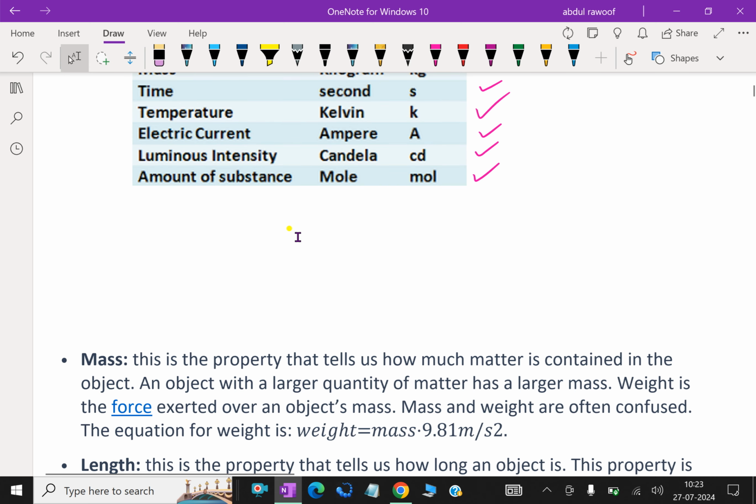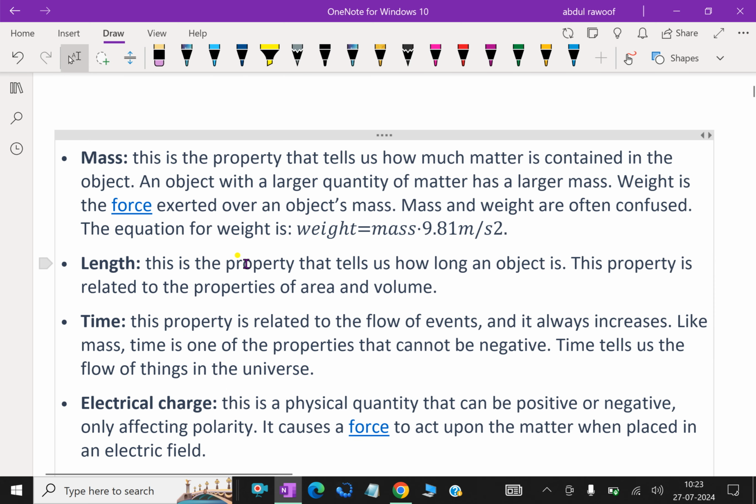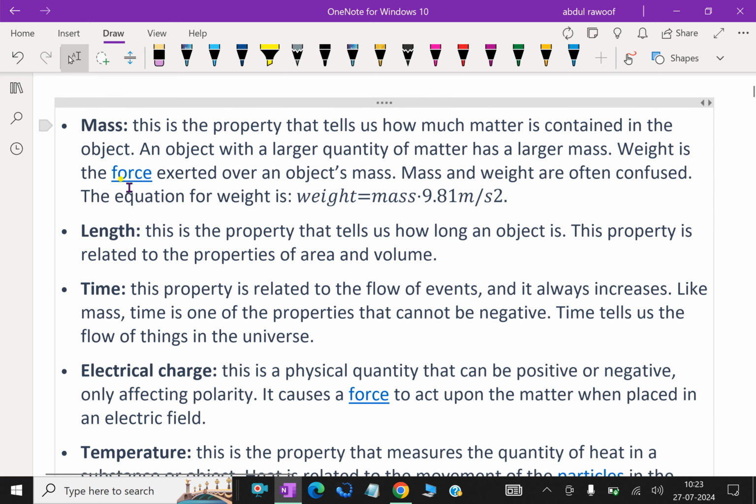Next one, some definitions of basic quantities. What is mass? This is the property that tells us how much matter is contained in the object. Suppose you are having some object. How much content of the matter you have is called mass. An object with a larger quantity of matter has a larger mass.